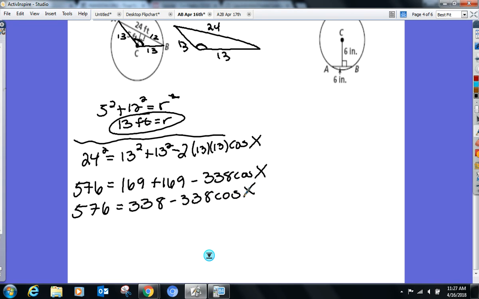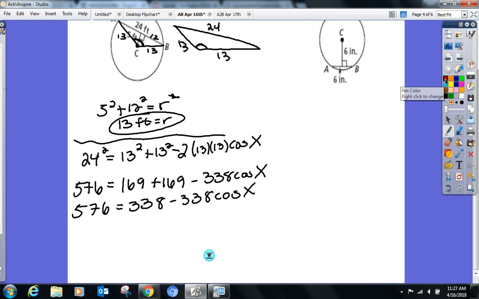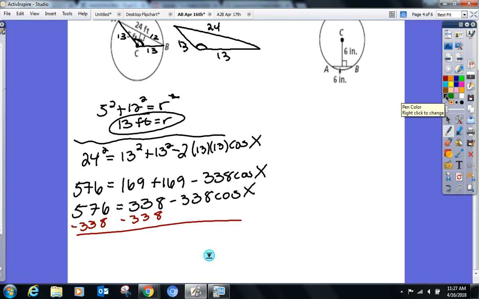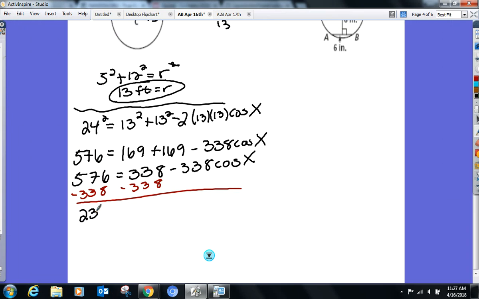All right, what's your next move then? If you can't combine them, subtract the 338 over. Yep. And let's see, what should I get there? 238? Anybody? 238 equals, what am I left with on the right side? Be careful, watch your sign. Negative, yes. Negative 338 cosine x.